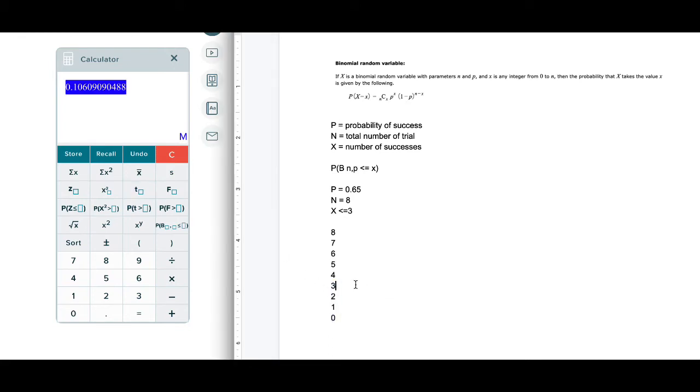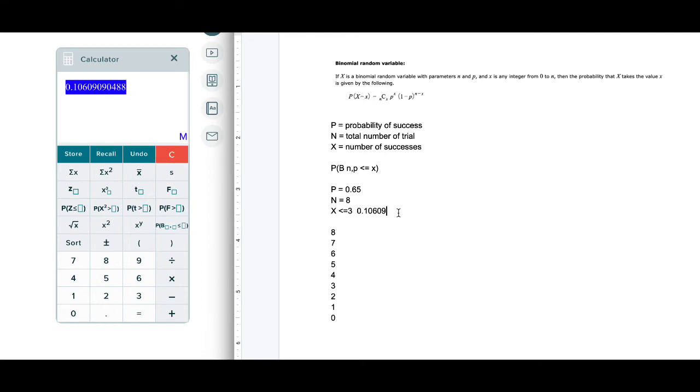So if it's less than or equal to 3, I'm going to make this note right here. Our probability is 0.10609. So there's about a 10.6% chance that if we have 8 total things and the probability of success is 0.65, when we draw 8, we're going to get 0, 1, 2, or 3 about 11% of the time, 10.6% of the time.